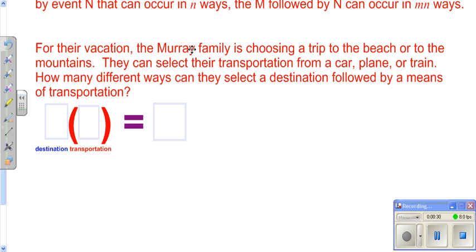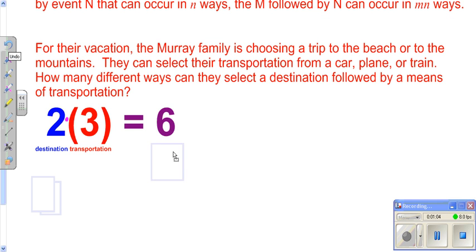They want to go on vacation to a beach or to the mountains. They could take a car, they could fly, or they could take a train. How many different ways could they get to their destination, followed by their means of transportation? Well, their destination, they really have two destinations. Transportation, they have three ways they could get there: car, plane, or train. The fundamental counting principle above says all you have to do then is to go ahead and multiply these two together to figure out how many different possible ways it could occur, and that's 6.